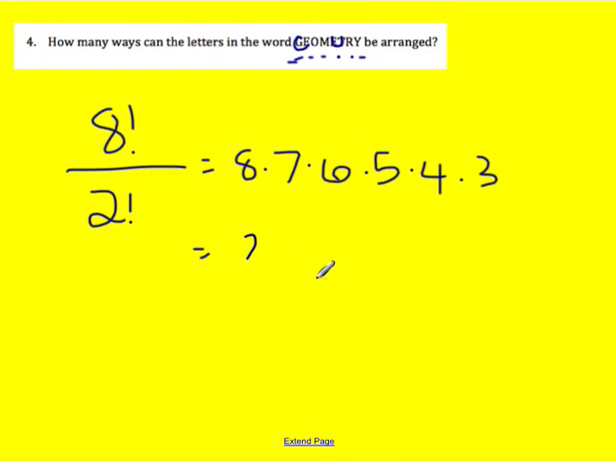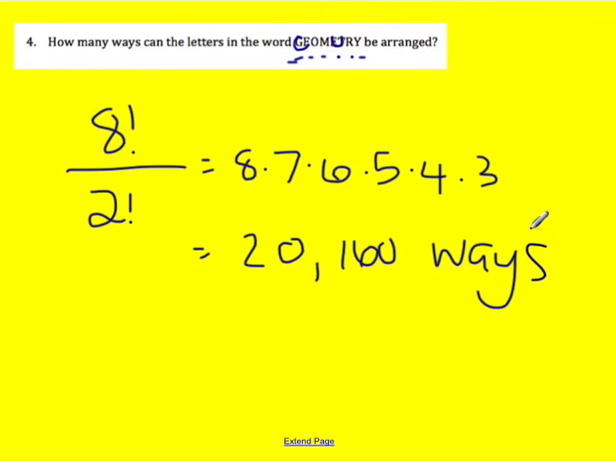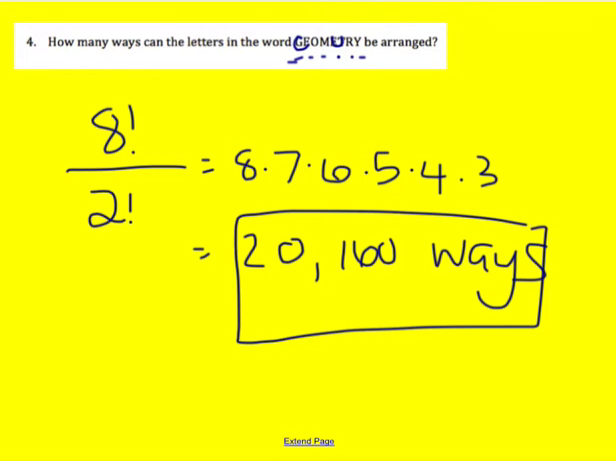And when you multiply that out, you get 20,160 different ways that you can arrange those letters. Okay, let's take a look at number 5.